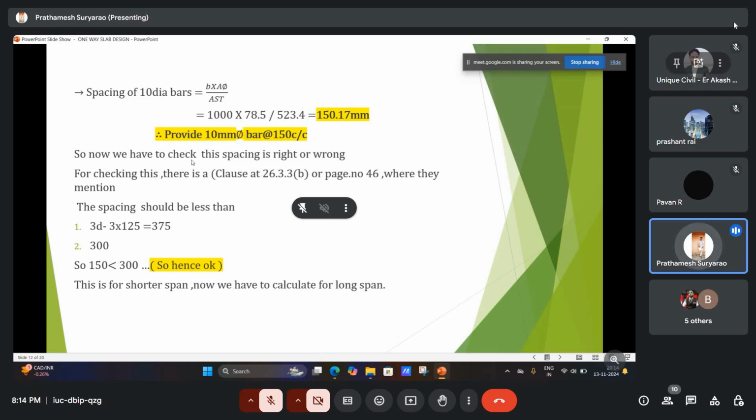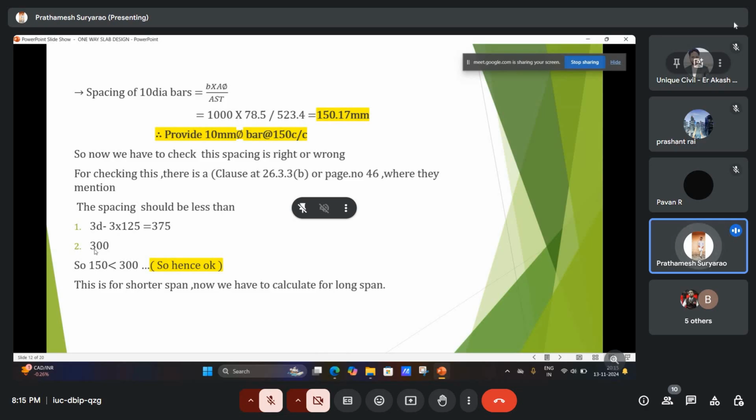So now we have to check whether this spacing is right or wrong. For checking this, there is a clause 26.3.3 B section, or you can refer to page number 46, where it is mentioned. The spacing should be less than 3d, which is 3 into 125 effective depth, which gives 375, or the second term given in the IS code.